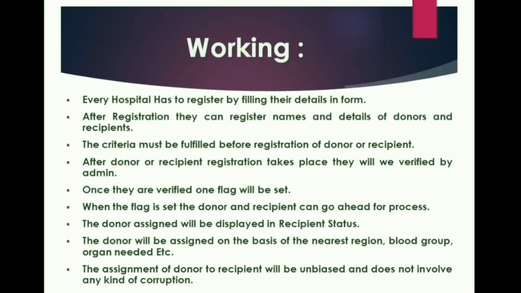When the flag is set, the donor can go ahead in the process. The donor assigned will be displayed in the recipient status, and the recipient assigned will be seen in the donor status. A donor will be assigned on the basis of nearest region, blood group, organ needed, validation, etc. The assignment of donor to recipient will be unbiased and does not involve any kind of corruption.